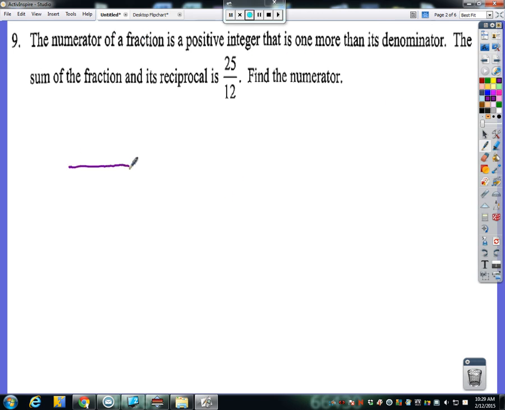So if I had a fraction and the top number has to be a positive whole number, do I know what that is? No. So what should I call it? Let's call it x. Now, it said the numerator is one more than its denominator. Well, if the denominator is x, then the numerator would have to be one more than that, so it would have to be x plus 1.